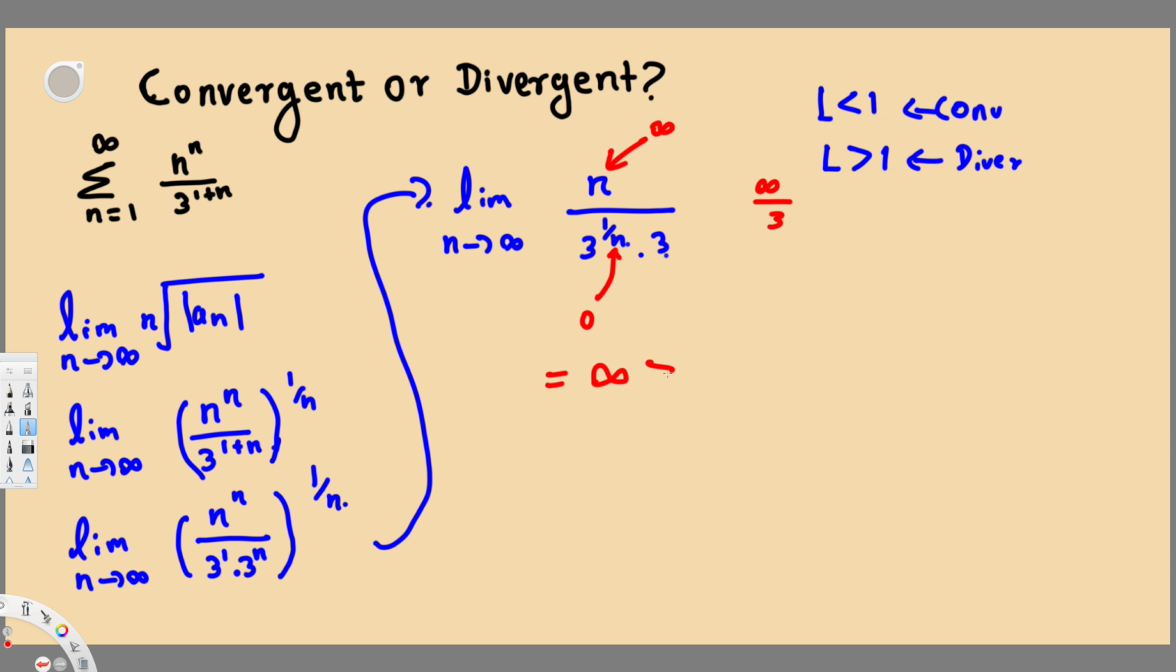This is greater than 1. So from this one, we know that if L is greater than 1, this series diverges. So from this one, we can say this series diverges. And that's how we do this kind of problem.